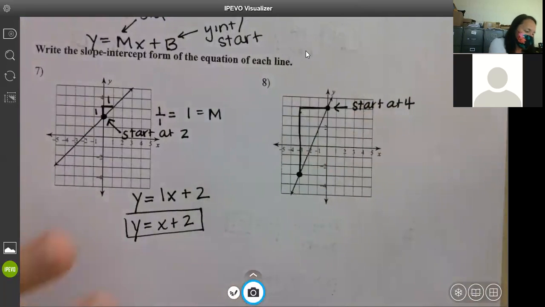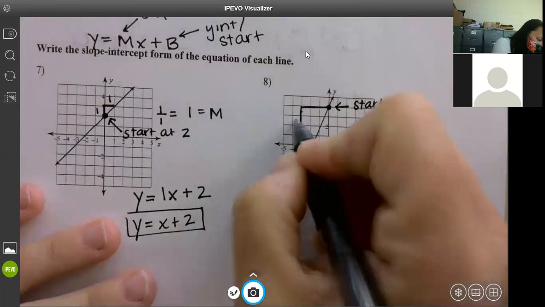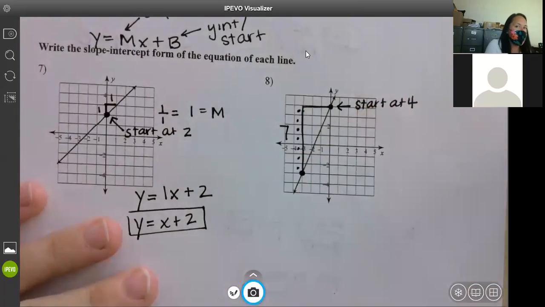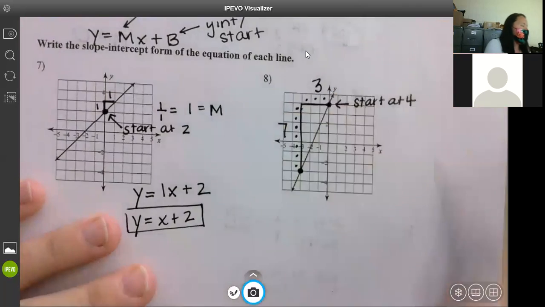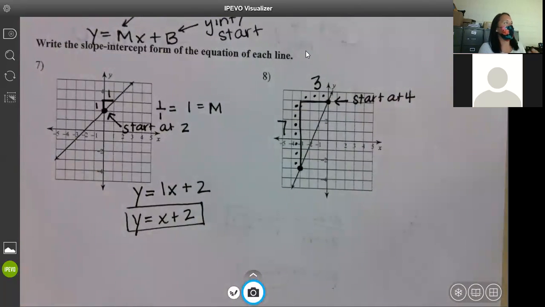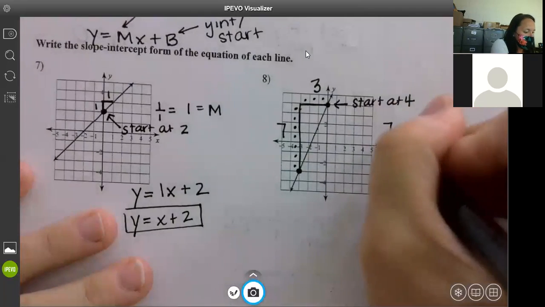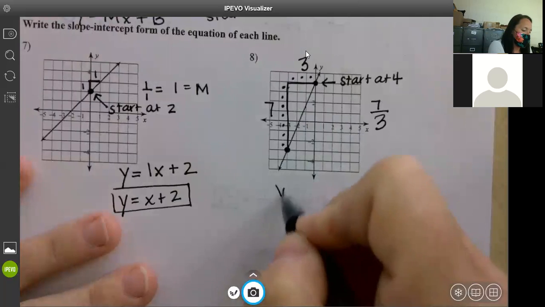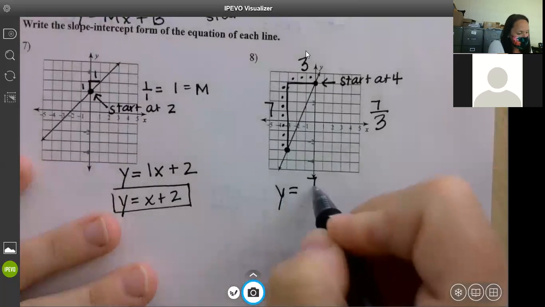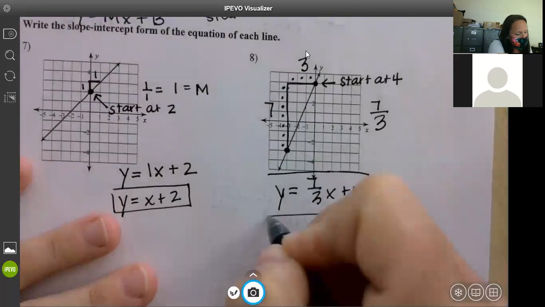Count the boxes. 1, 2, 3, 4, 5, 6, 7 boxes high. 1, 2, 3 boxes long. Is this a positive or a negative? Positive rise over run. So then what's my equation? Y equals 7/3 x, and we started at 4. Perfect.